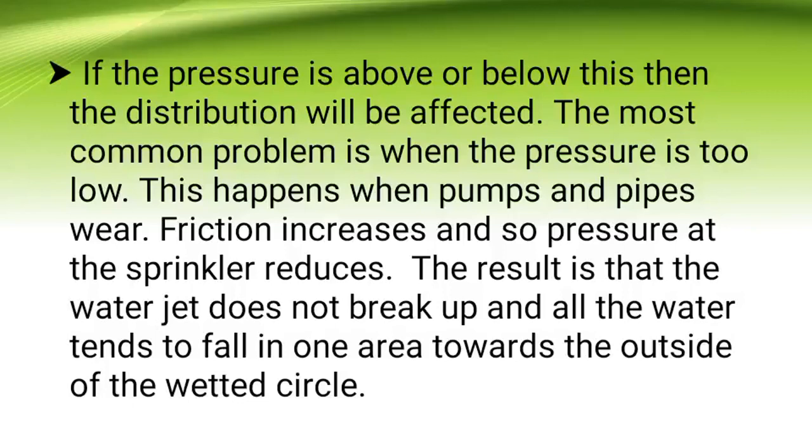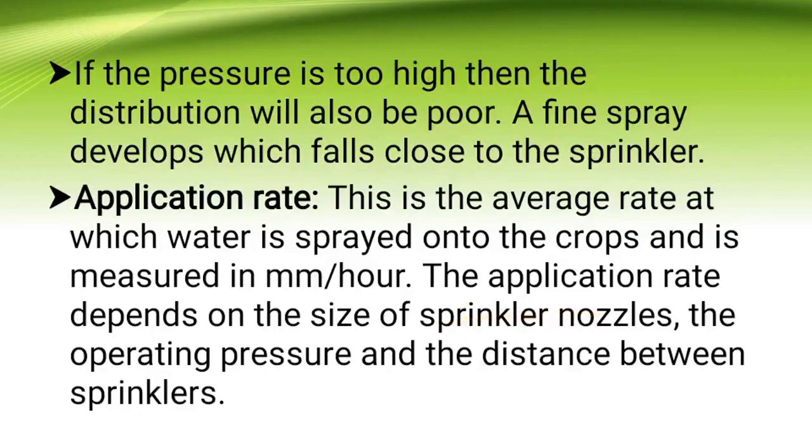If the pressure is above or below the recommended range, then the distribution will be affected. The most common problem is when the pressure is too low. This happens when pumps and pipes wear. Friction increases and so pressure at the sprinkler reduces. The result is that the water jet does not break up and all the water tends to fall in one area towards the outside of the wetted circle. If the pressure is too high, then the distribution will also be poor. A fine spray develops which falls close to the sprinkler.